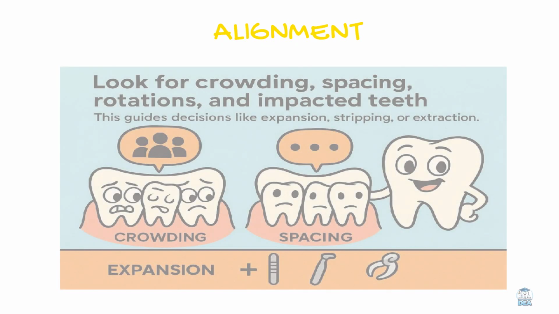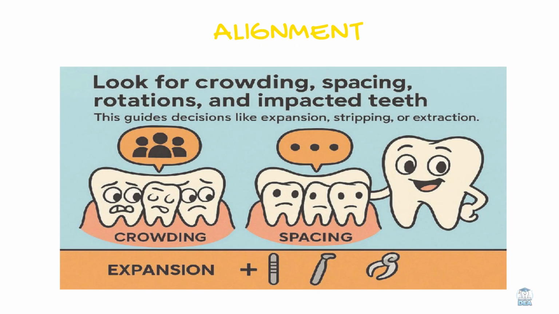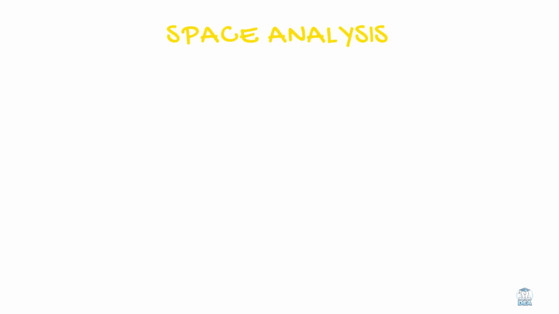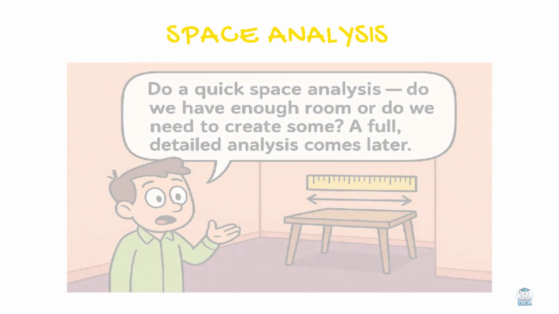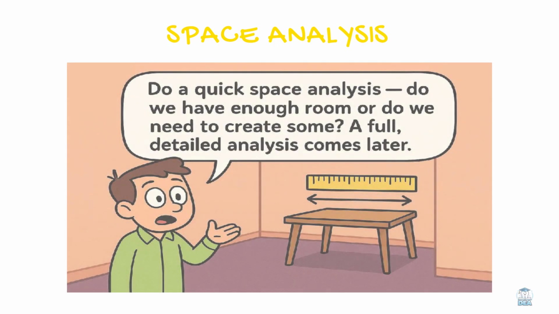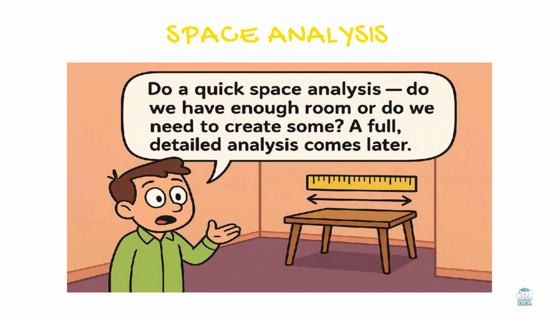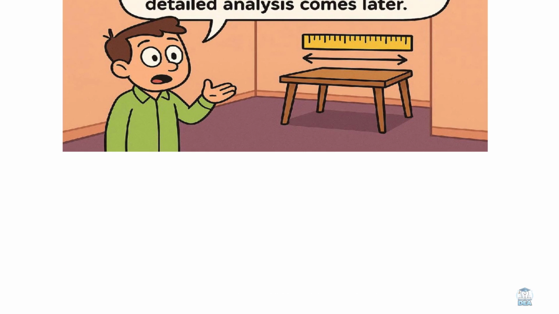Third, alignment. Look for crowding, spacing, rotations, and impacted teeth. This helps determine whether you need expansion, stripping, or extraction. Fourth, space analysis. Do a quick estimate. Do the teeth fit into the arch or not? More detailed space analysis will come later, but a quick overview guides your planning.